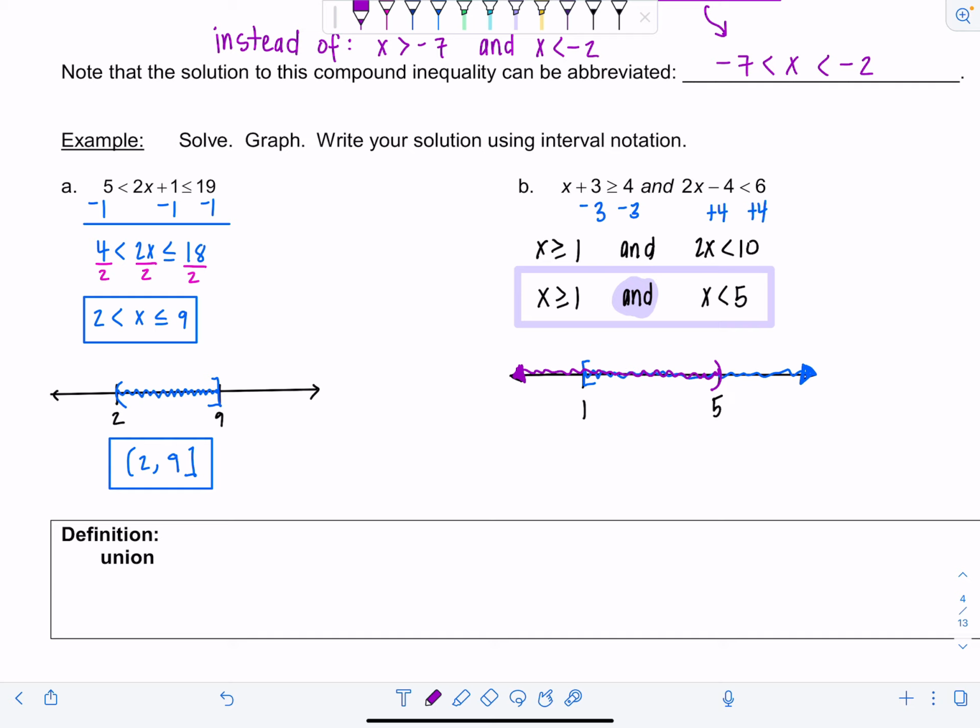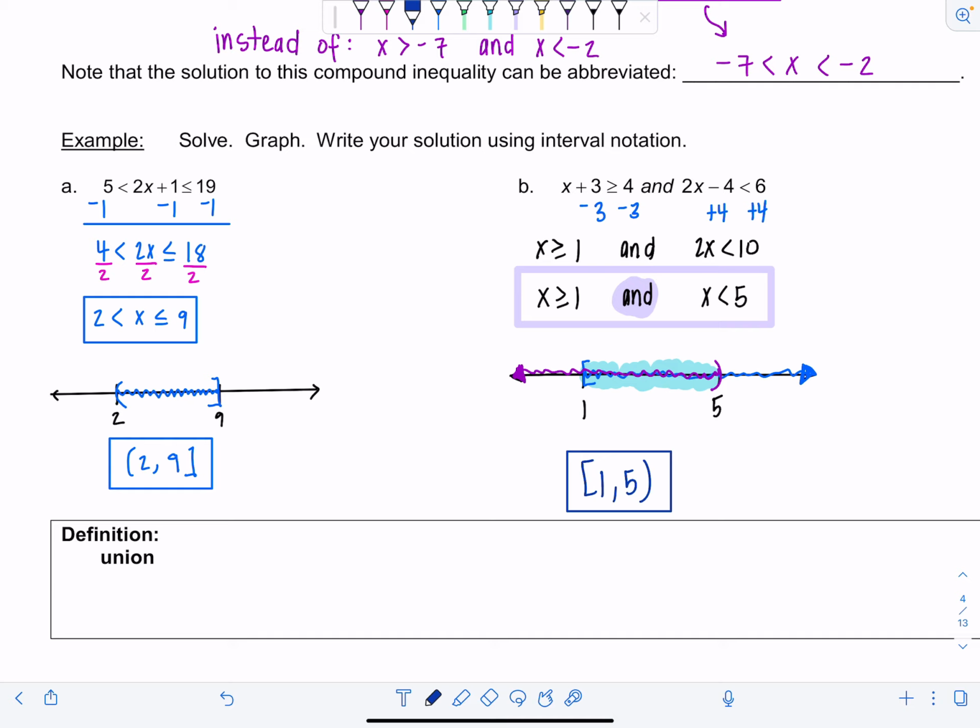Where is the overlap? Where do you see both blue and purple on the number line? Yes, right here in the middle between 1 and 5. Now make sure you write out the final interval notation properly. Bracket on that 1, parentheses on the 5. Yes? Did we get it? Good, I'm so excited. Fabulous. Okay, looks like we've got conjunctions under control.